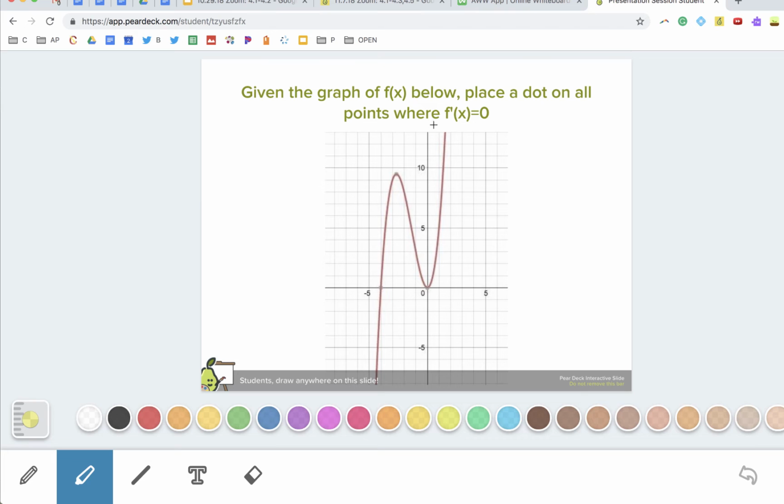Place a dot on all the points where f prime equals 0. So f prime equals 0, it flattens out here. Boom, it flattens out here. And that's about it. F prime equals 0 at those 2 points.